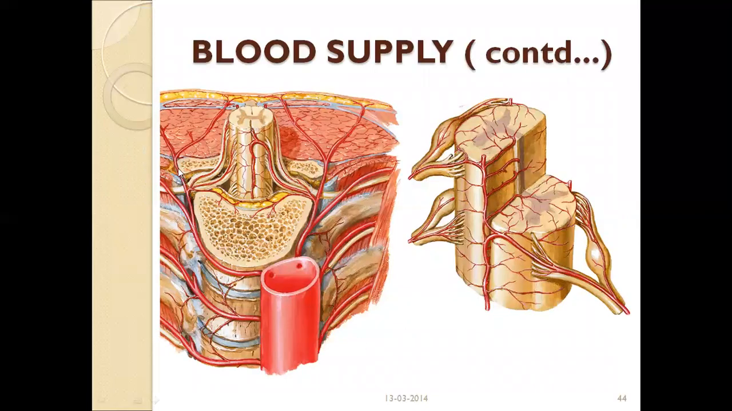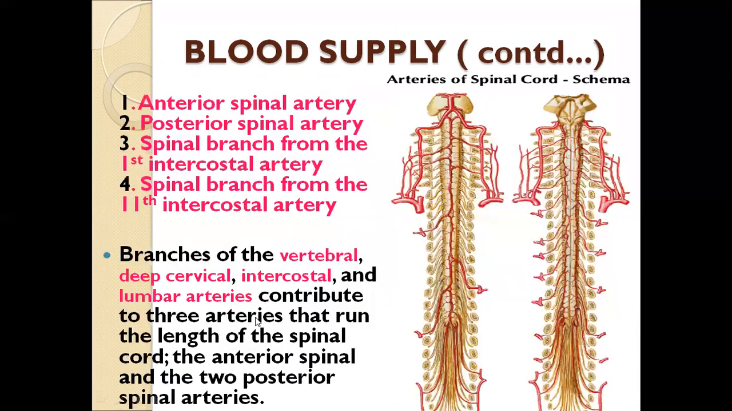Okay, so this is the cut section of the vertebral column where you are finding spinal cord is passing. Okay, and you can see this is the abdominal aorta. We have intercostal arteries. From the intercostal arteries also we have branches. The segmental branches are going and supplying the spinal cord.